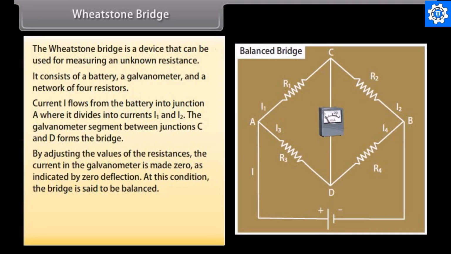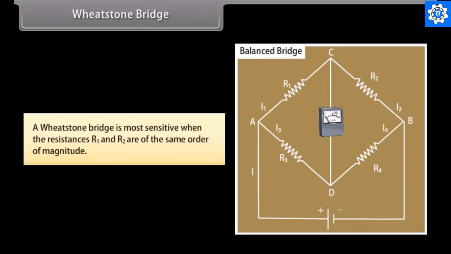At this condition, the bridge is said to be balanced. The condition of the balanced bridge is R1 upon R2 is equal to R3 upon R4. A Wheatstone bridge is most sensitive when the resistances R1 and R2 are of the same order of magnitude.